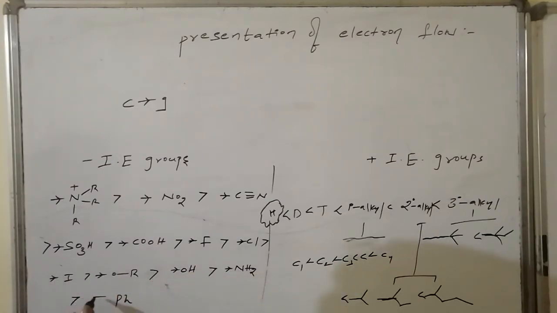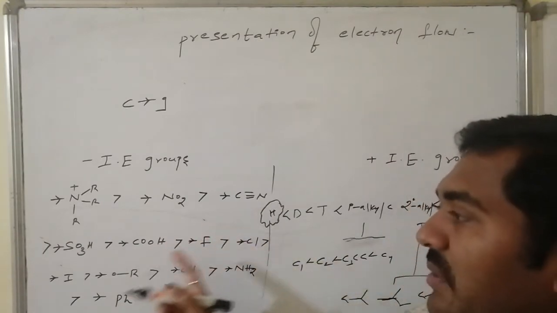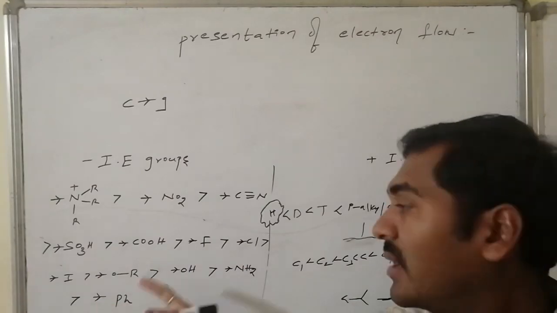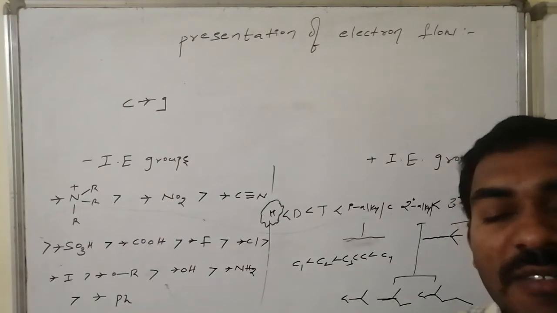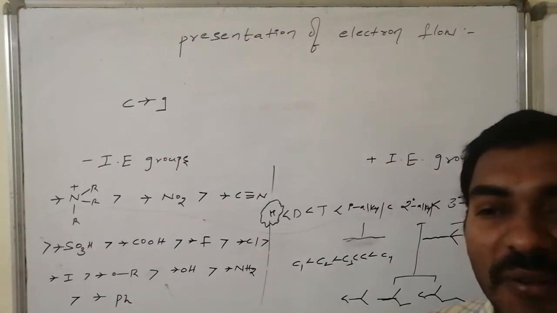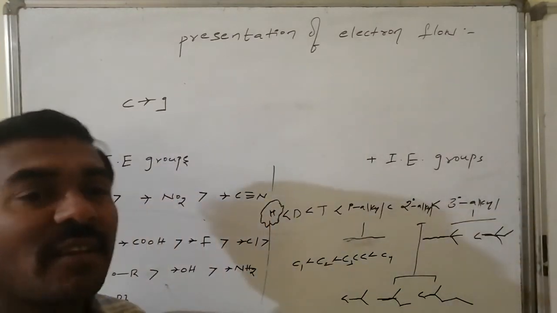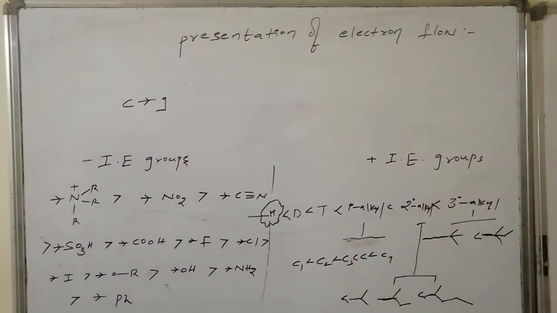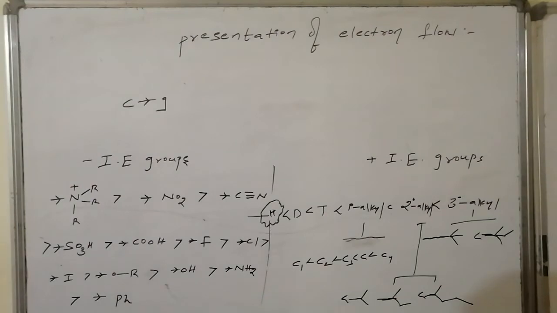Thus quaternary ammonium salts have the highest negative inductive effect. Then after that come nitro group, cyano group, sulfonic acid, fluoro, chloro, iodo, alkoxy, hydroxy, amine as well as phenyl. Next comes hydrogen, where hydrogen is neither more electronegative nor less electronegative. So with respect to hydrogen we can't write anything. Then the following groups are known as positive inductive effect groups.